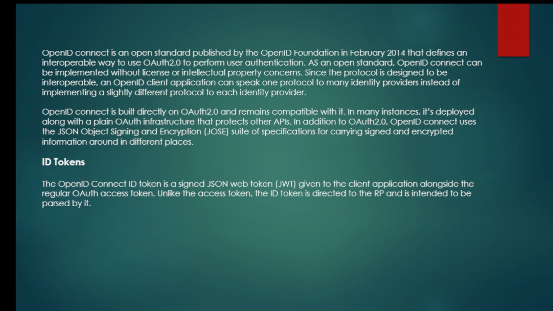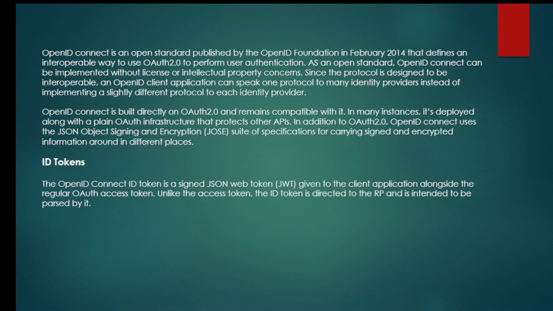In many instances, it's deployed along with a plain OAuth infrastructure that protects other APIs. In addition to OAuth 2.2, OpenID Connect uses the JSON Object Signing and Encryption suite of specifications for carrying signed and encrypted information around in different places.